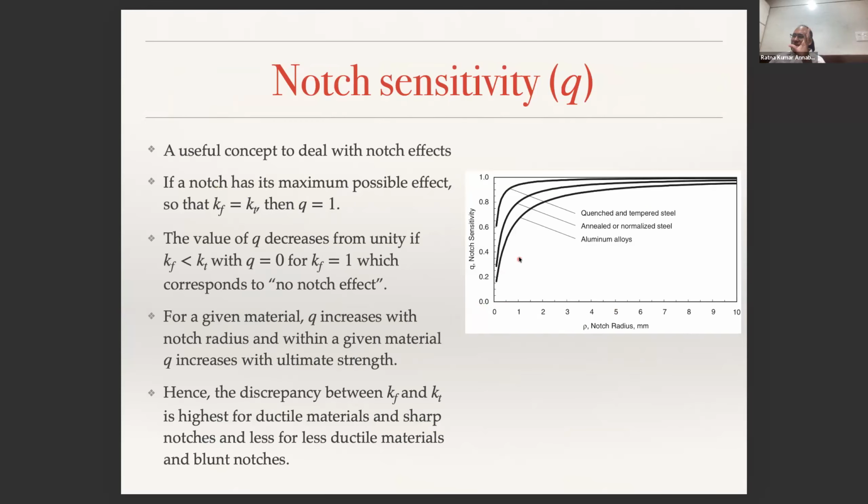So this is a very useful concept in applying a fatigue stress concentration factor. If a notch has its maximum possible effect, then Kf will become equal to Kt. Otherwise, it is not. The value of Q, that is notch sensitivity, decreases from unity if Kf is less than Kt. That means with Q equal to 0, Kf equals 1, that means there is no notch effect. For a material, Q increases with the notch radius, as well as with the ultimate strength of the material.